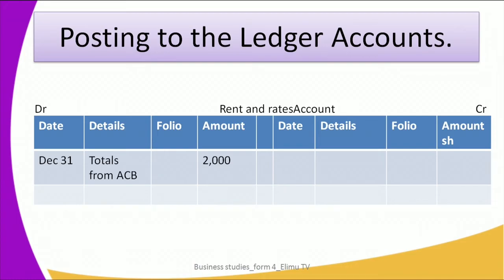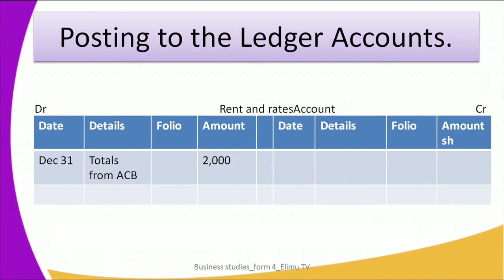And finally, we have the rent and rates account. The total for rent and rates was adding up to 2,000. So that's why we are debiting that account with 2,000. And that marks the end of our last assignment. I want to believe that you did so. Where you went wrong, kindly rectify.